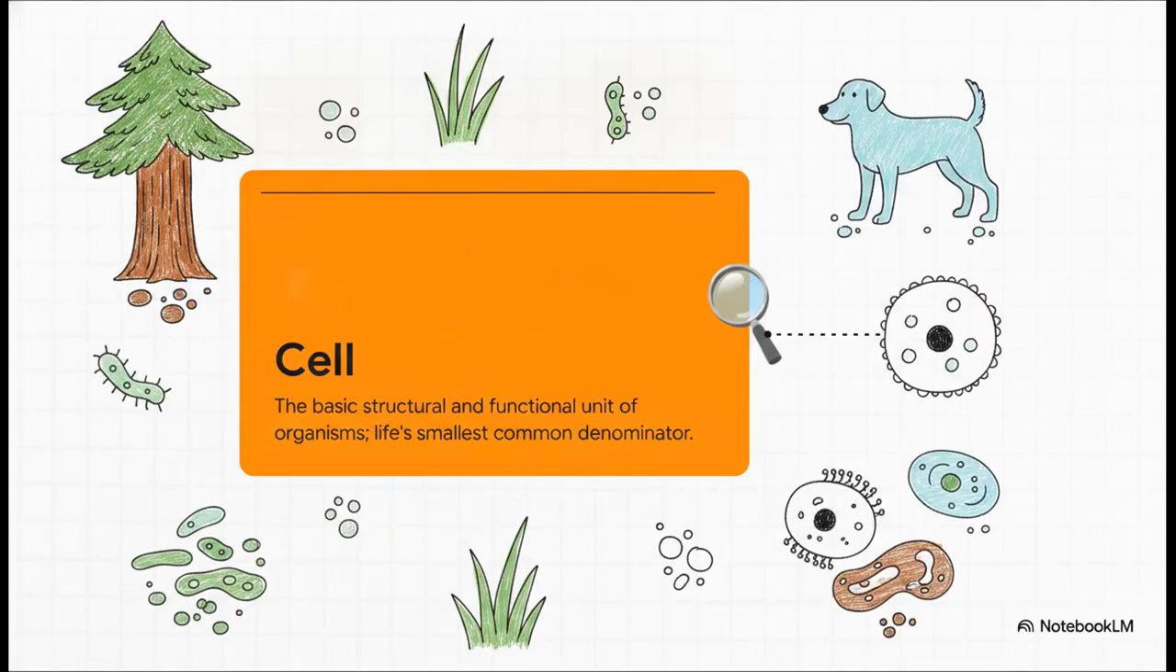By definition, a cell is the basic structural and functional unit of all organisms. You can really just think of it as life's smallest common denominator. So, whether you are looking at a giant redwood tree, a golden retriever, a blade of grass, or even the bacteria chilling on your kitchen counter, every single living thing is made of cells. If you break any organism down to its absolute simplest living component, this is exactly what you get.